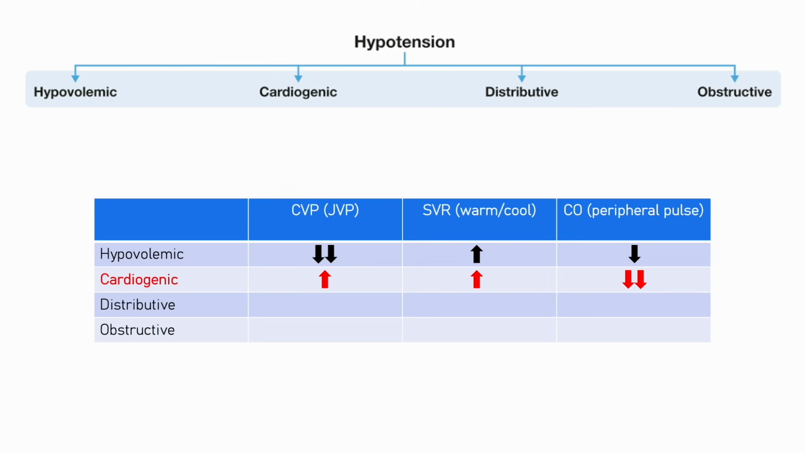Peripheral pulses are weak, and signs of end organ hypoperfusion may be present. The body responds to the falling blood pressure by activating the sympathetic nervous system, which increases systemic vascular resistance. That's why these patients typically have cool, clammy extremities, similar to hypovolemic shock. So the key pattern in cardiogenic hypotension is high CVP, high SVR, and low cardiac output, with 2 down arrows under cardiac output because that's the fundamental problem.